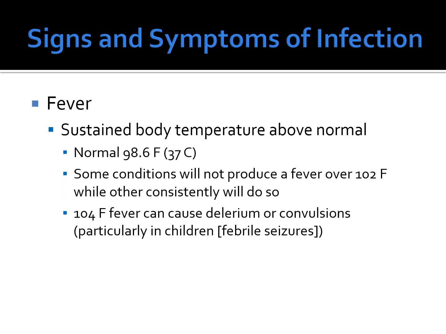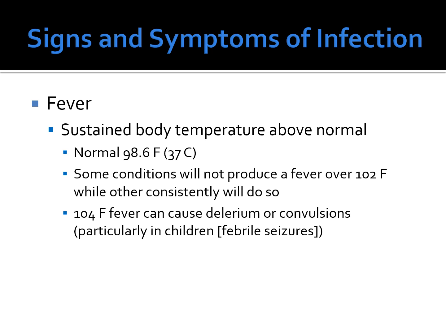If an infection has become systemic, it's common for the individual to develop a fever. And that is a sustained body temperature above the normal reading of 98.6. Some conditions will not produce a fever over 102, while others consistently do. And anything over 104 can cause delirium or convulsions, so these are medical emergencies.